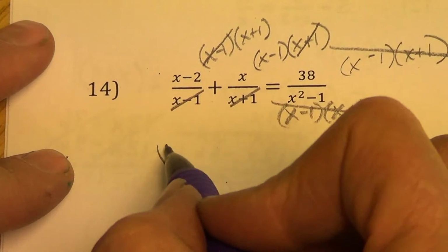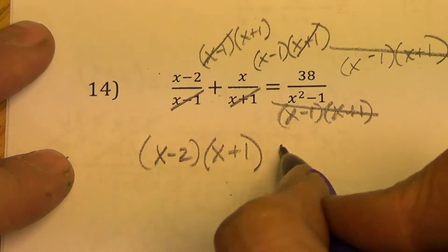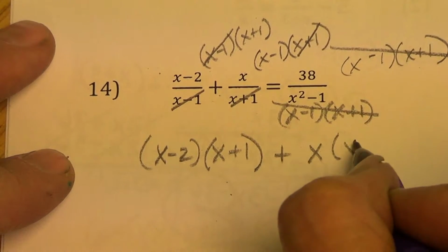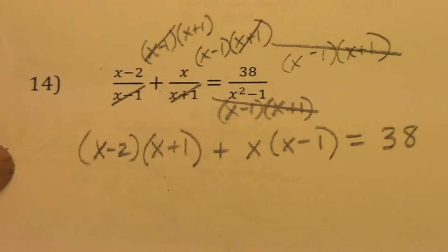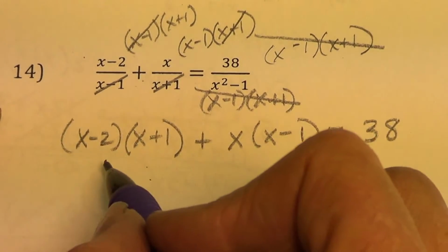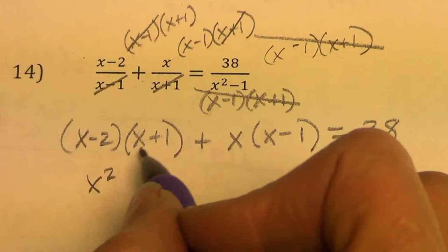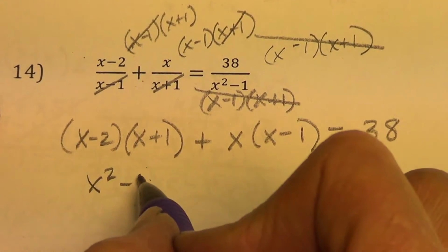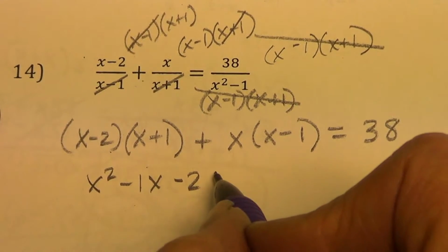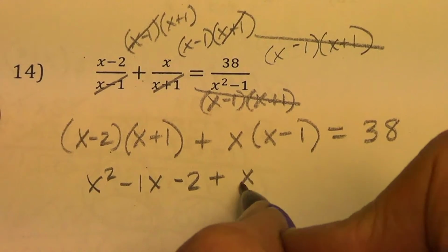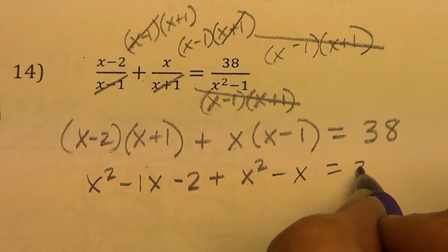So we end up with x minus 2 times x plus 1 plus x times x minus 1 equals 38. Now we go ahead and we FOIL this. So we'd have x squared. Put them inside and outside together. Negative 2x and a positive 1x would be a negative 1x. Negative 2 times 1 is negative 2. Plus x times x is x squared. x times negative x is negative x. Equals 38.